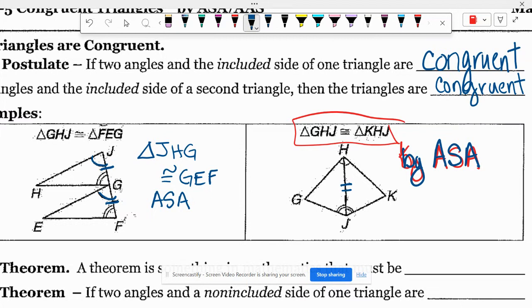Dylan, you got a pencil? You write notes or you napping? Not Dylan, sorry, TJ. You write notes or you napping? It looks like you're napping, bud.